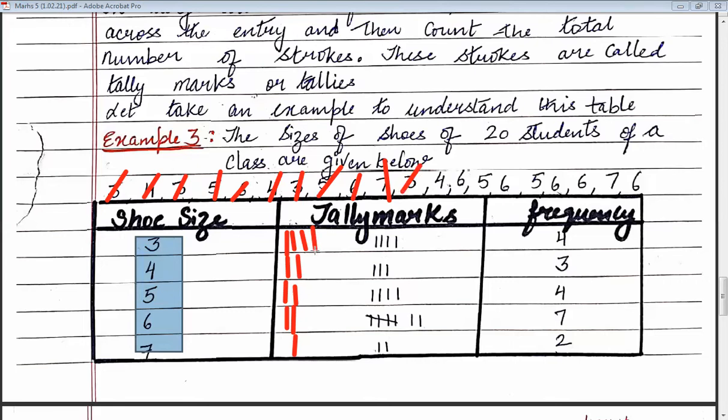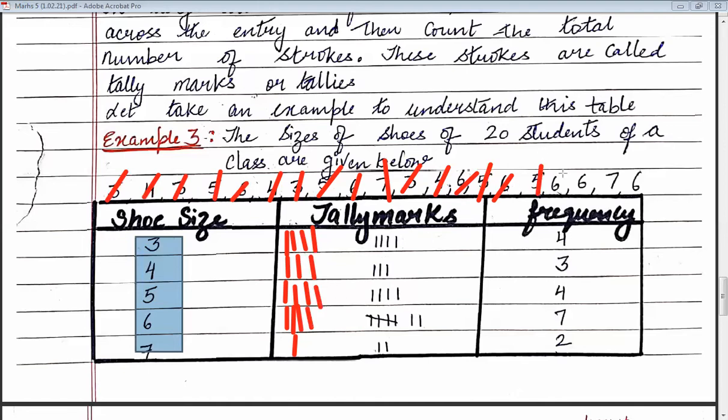Here. Now, next one is 4. Let's put the entry on the 4 shoe size. Then 6. Where is your 6? This one. Okay. Then the 5. You have to put a stroke. Stroke means a straight line. Then 6. You have to put a stroke on 6. Then 5 again. You will put a stroke on 5 here.